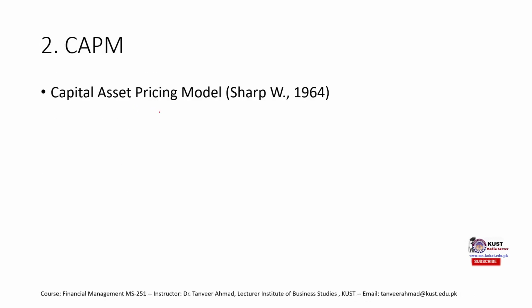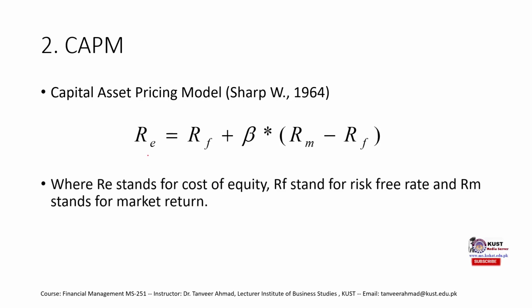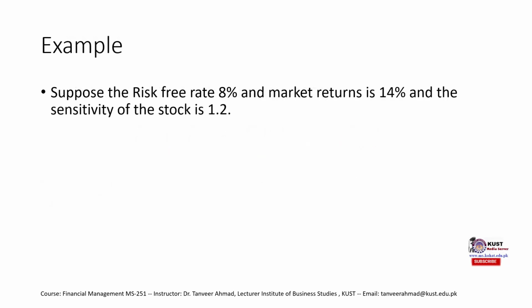Okay, so we saw what CAPM is: the required rate of return, or cost of equity, is equal to the risk-free rate plus beta into RM minus RF, the return on market minus the return on the risk-free asset. So suppose the risk-free asset is 8%, this would be our RF. The market return is 14%, this would be our RM. And the sensitivity of the stock is 1.2, this would be our beta.